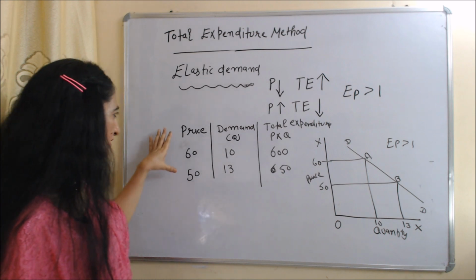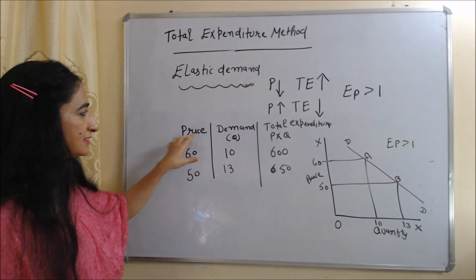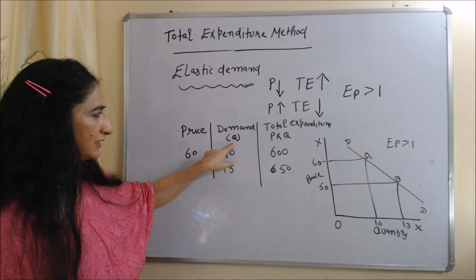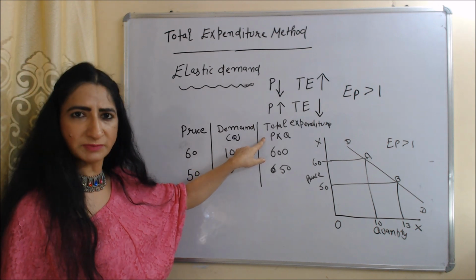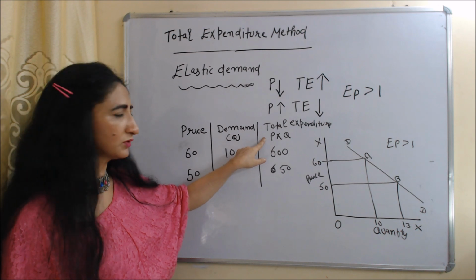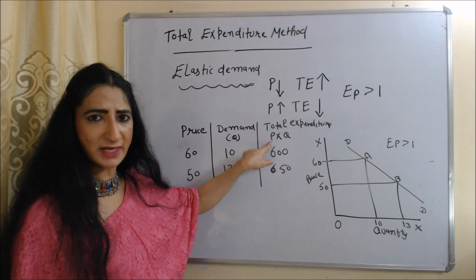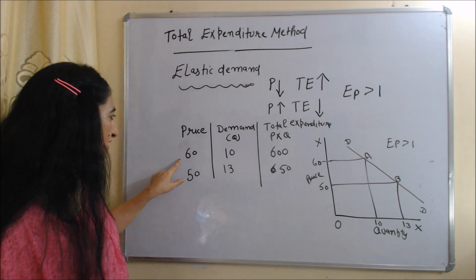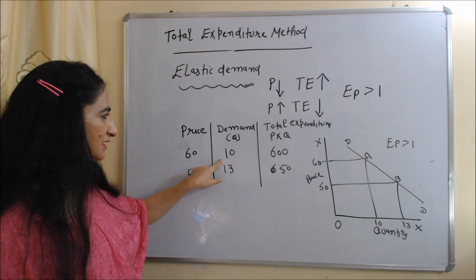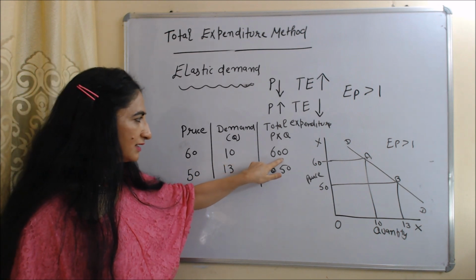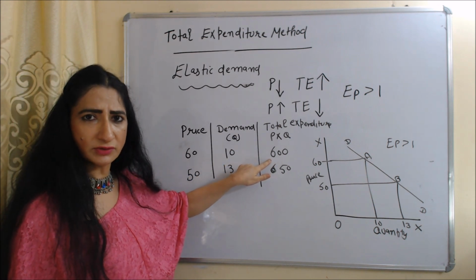In this table, you can see the first column is price, the second column is demand, or quantities, and the third column is total expenditure. As we know, we can calculate total expenditure by multiplying price with quantity. So initially our price is 60 and demand is 10. Price multiplied by quantity is equal to 600. This 600 will be called our total expenditure.